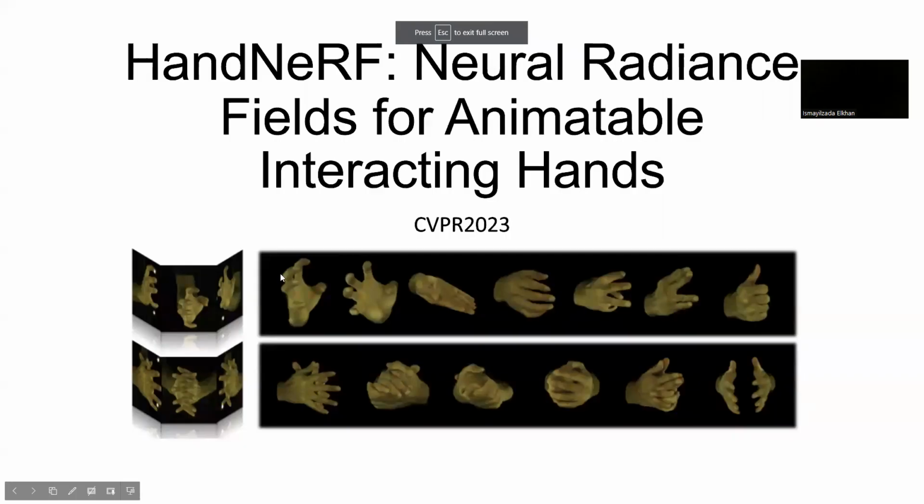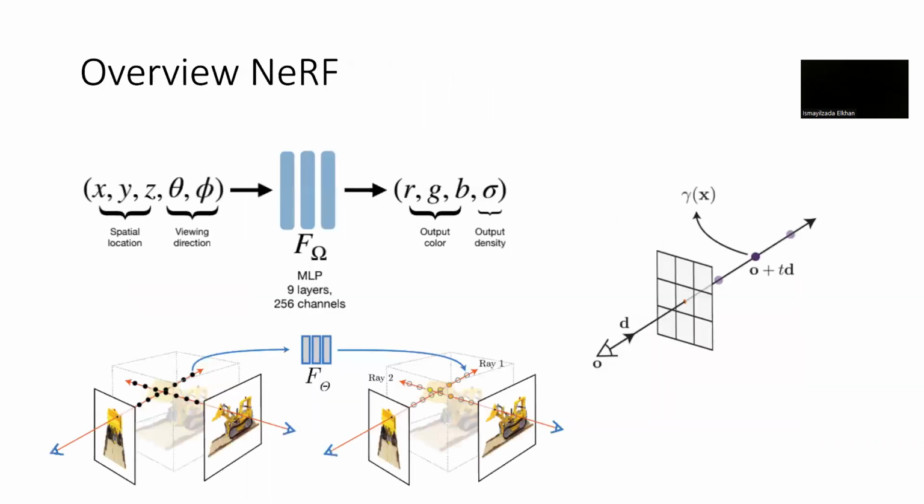So today's paper's title is HandNeRF. It's neural radiance fields for animatable interacting hands. To give a general overview of what it does, let's say we have video frames of hands interacting, and we have images of that scene from multiple angles. It's about exploiting those multi-angle views to render the hand in different poses. So let's get into the details.